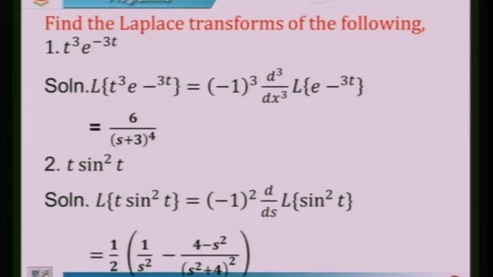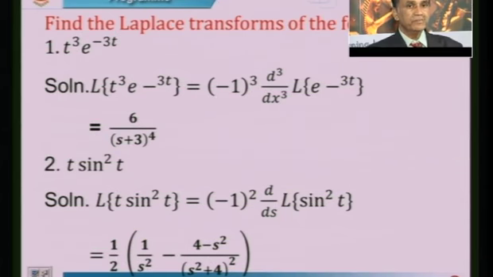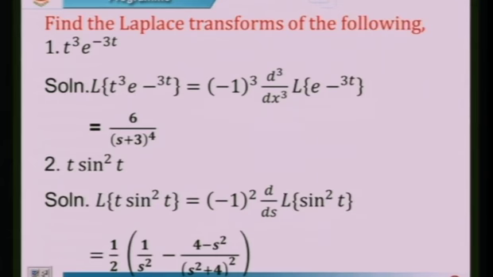So, when an algebraic term is multiplied to an exponential, when an algebraic term is multiplied to a trigonometric function, when an exponential term is multiplied to a trigonometric function, and when an exponential term is multiplied to an algebraic term, like this we studied three important properties of Laplace transform. These two are the properties.